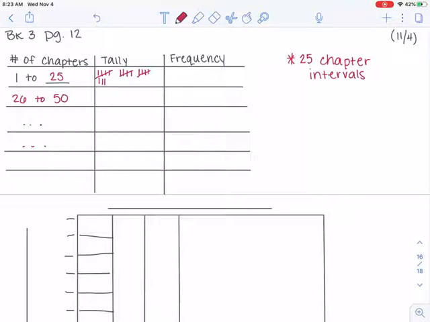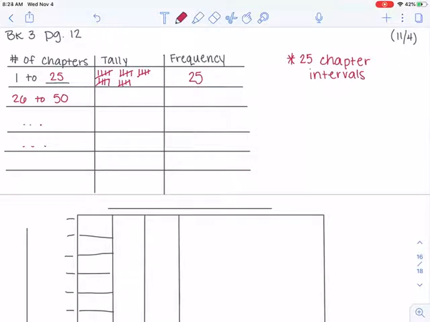Jonah is 4. Micah is 7. Nahum is 3. Habakkuk is 3. Zephaniah 3. Haggai 2. Zechariah is 14. And Malachi is 4. So we have 5, 10, 15, 20, 25 books. If I count up those tally marks, I have 25. So my frequency is going to be 25.